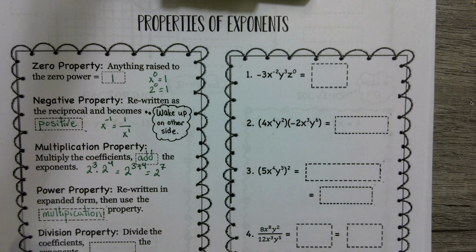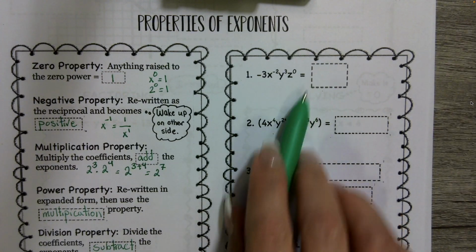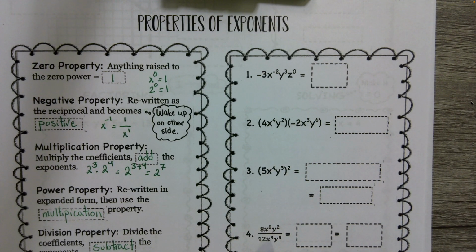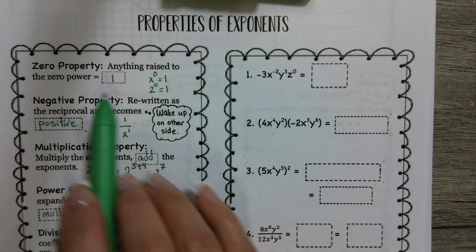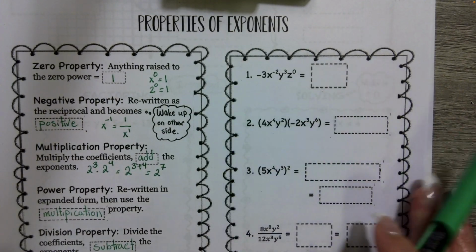Okay, division property is divide the coefficient and then subtract the exponent. Well, I'm going to show you here what we're talking about. So let's talk about this one.